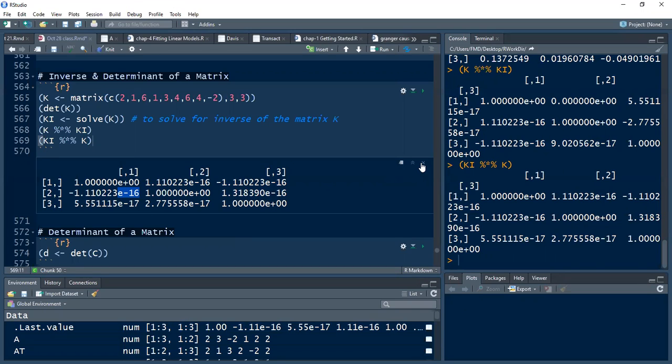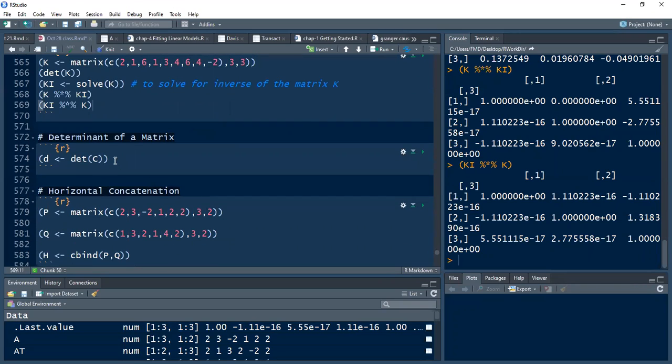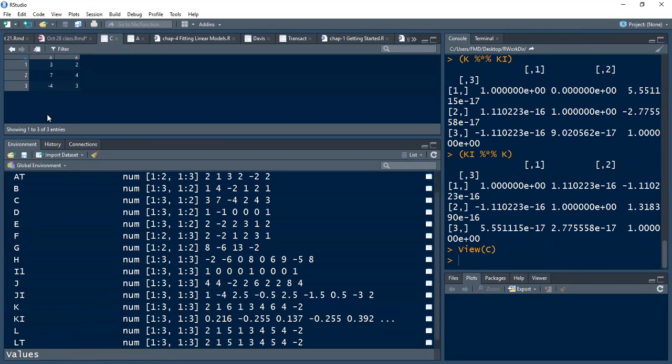Let's continue. This we already discussed, the determinant of a matrix. Let me just run this. So what's our matrix C? Let me click this. Matrix C is this one, 3, 7, negative 4, 2, 4, 3.